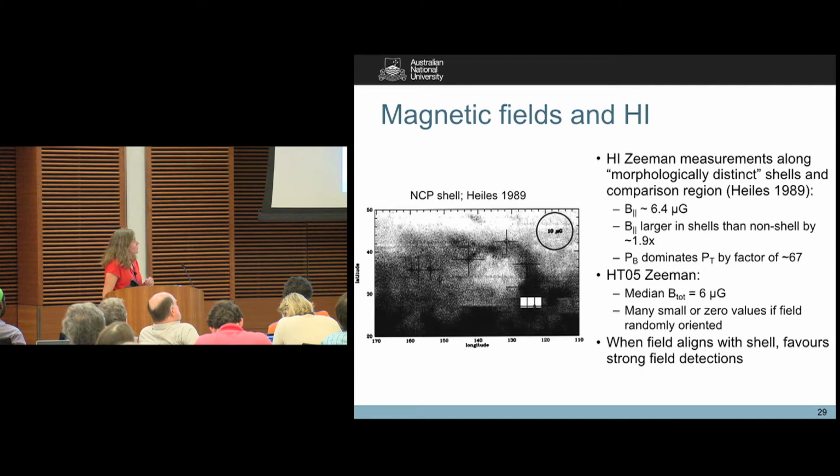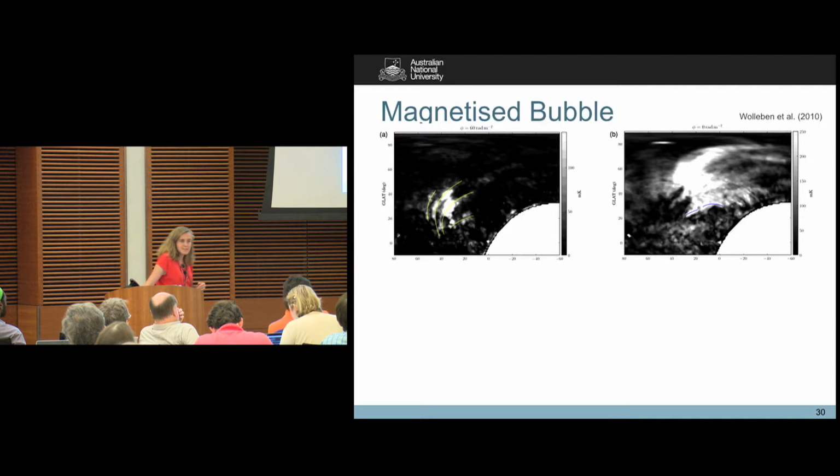Now we know from various other ways of looking at things that there are lots of magnetized supershells, plenty of magnetized bubbles. You can do it in the H1 Zeeman case. You can compare the H1 to Faraday rotation measurements. And this is an example of that here.